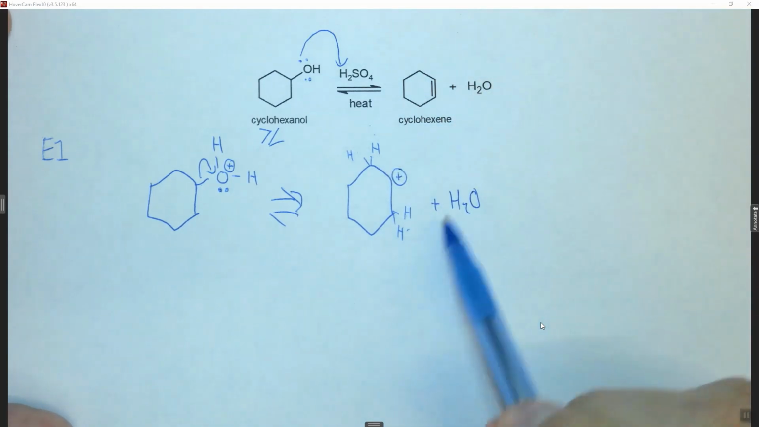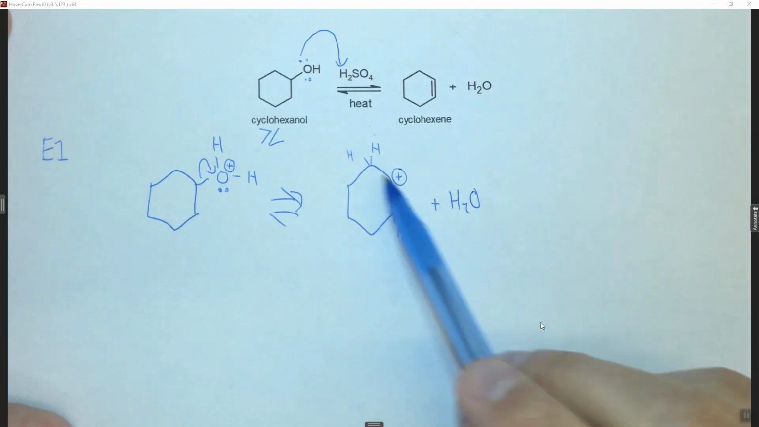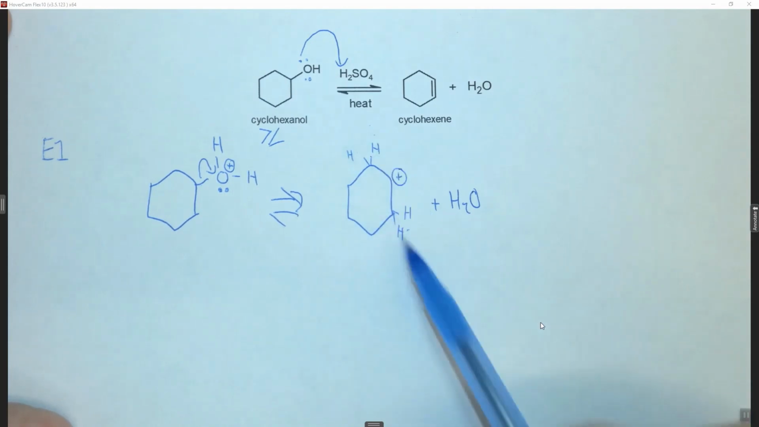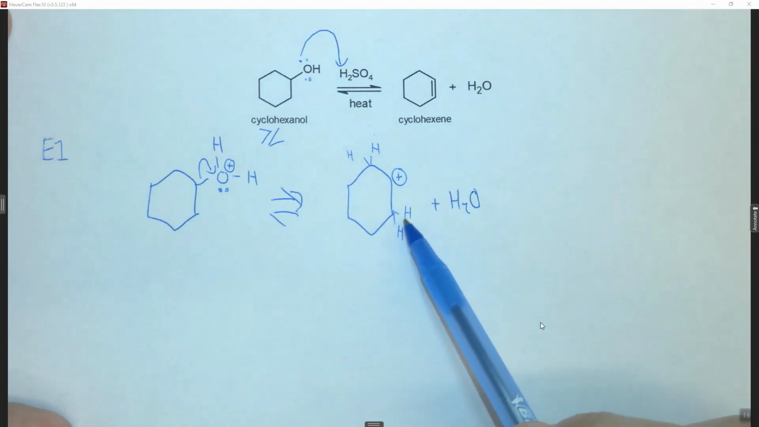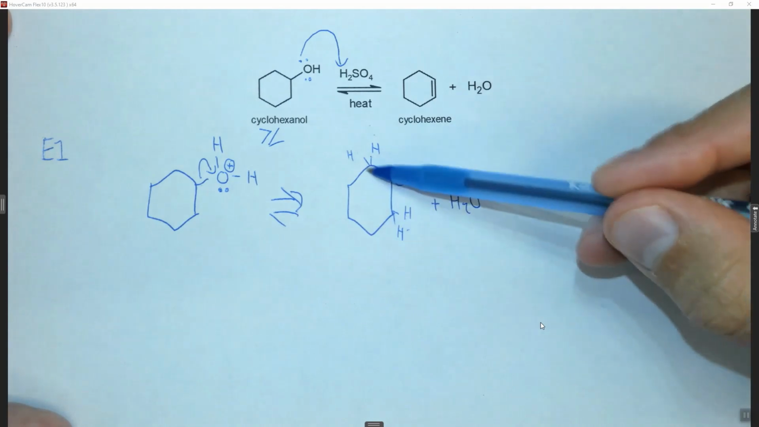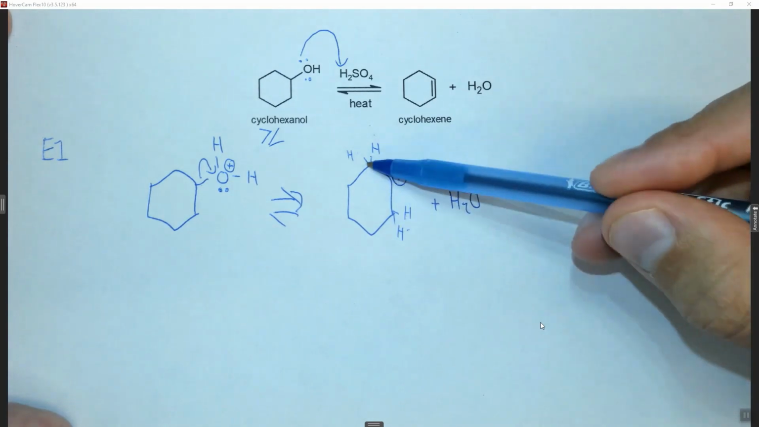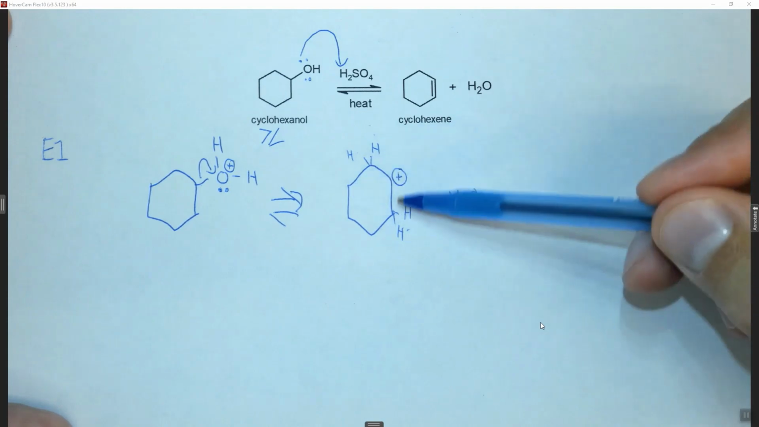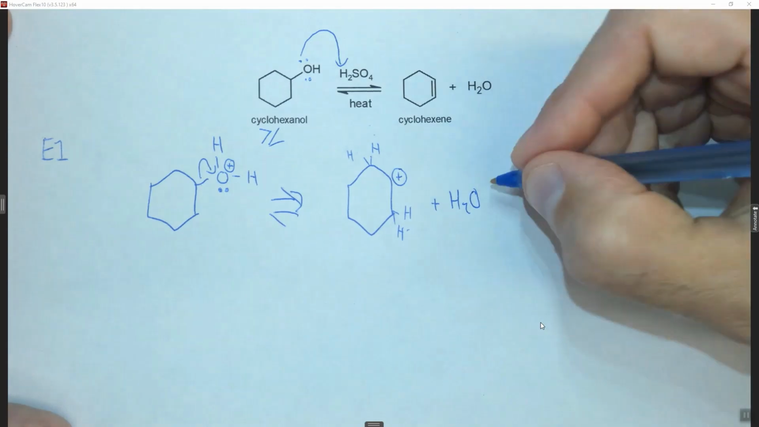In this case, we have symmetry, okay? So we don't need to worry about Zaitsev's rule of forming the more substituted product, because in either case, if we eliminate one of these hydrogens or one of these hydrogens, we're going to end up with a double bond here or a double bond here. And in both cases, the carbons in the double bond are going to be bonded to one carbon and one hydrogen each. So it's the same. We have symmetry, however you want to say it.